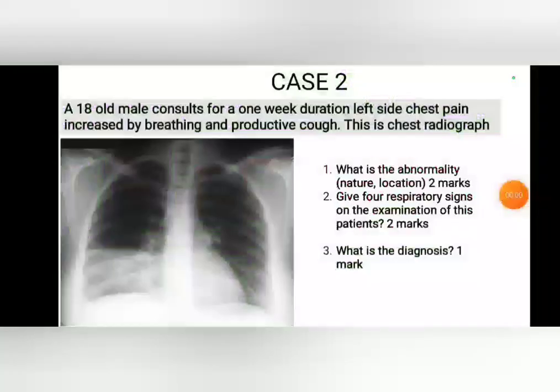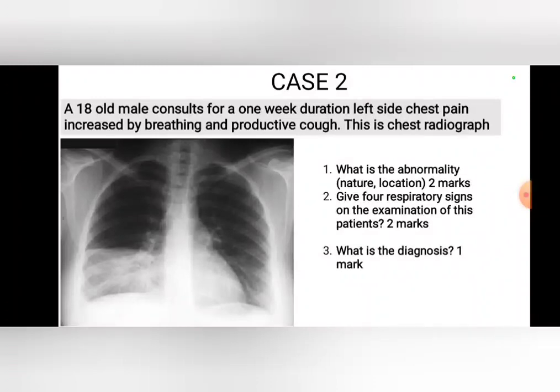Welcome to this new tutorial. We're going to visualize the short cases. You have an 18-year-old male who consults for a 1-week duration of left-sided chest pain, increasing with breathing, and productive cough. This is a chest X-ray.